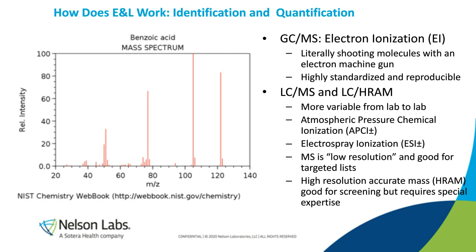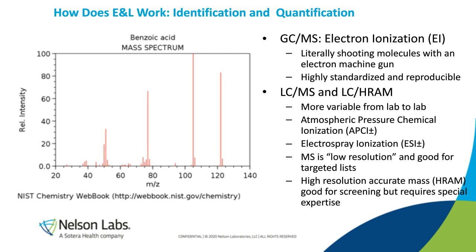You can see on your screen, this is the mass spectrum of benzoic acid. This is a standardized one that I took off of the NIST database online. Whenever you go through this process of machine gunning molecules, most of them break up, but not every single molecule breaks up. So if you look at the weights of pieces, the heaviest pieces are ones that didn't break up, and then you have the weights of all the different fragments.